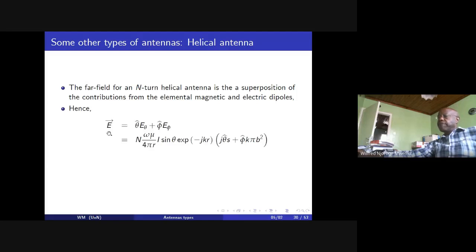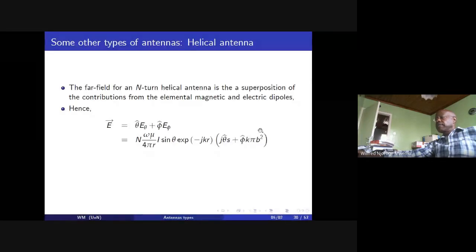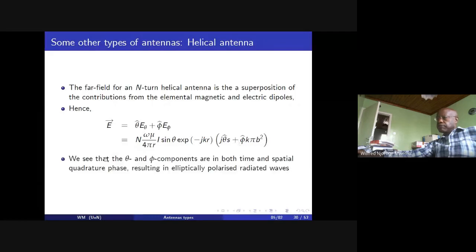And hence, the E field is going to be given by an E theta coming from the electric dipole plus an E phi coming from the magnetic dipole antenna. And we get a value of that multiplied by that S, where S is the pitch of the helix and pi b squared is the area of the loop. So we see that the theta and phi components are in both time and spatial quadrature phase, and therefore result in elliptically polarized radiated waves when they are not of equal amplitude.